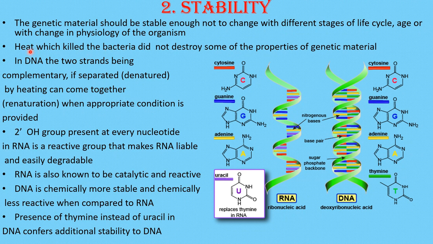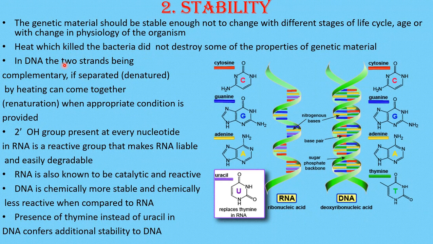Second, heat. It can kill the bacteria but does not destroy some of the properties of the genetic material. So heat-killed bacteria did not lose some of the properties of the genetic material. In the Avery et al. experiment we have studied, the heat-killed virulent strain, even then, possesses certain properties. That's why it leads to transformation. We are studying the transformation experiment, how the avirulent strain changes into the virulent strain.